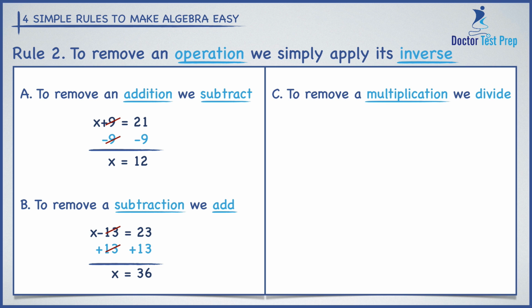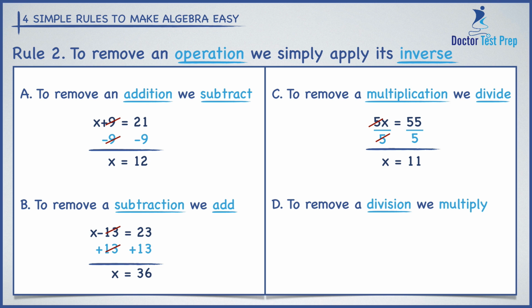Not surprisingly, to remove a multiplication, we divide. So if I have, for example, 5x equals 55, I want to get rid of that multiply by 5 to get the x on its own. So I'm going to divide both sides of the equation by 5. Those 5s now cancel. That leaves me with x on its own. And on the other side, I have 55 divided by 5, which is 11. So to remove a multiplication, we divide both sides of the equation.